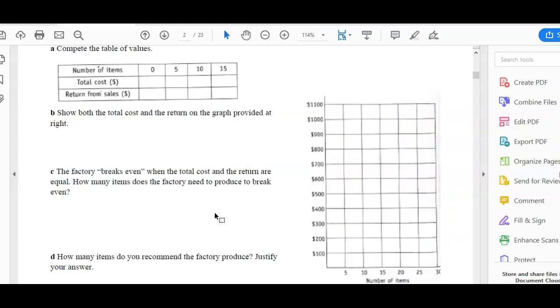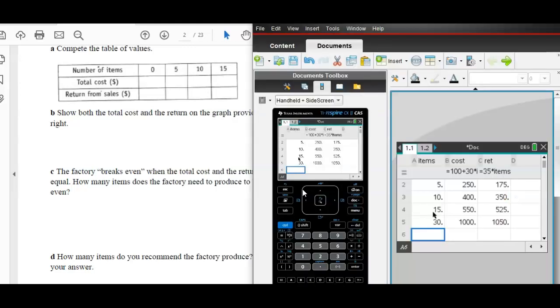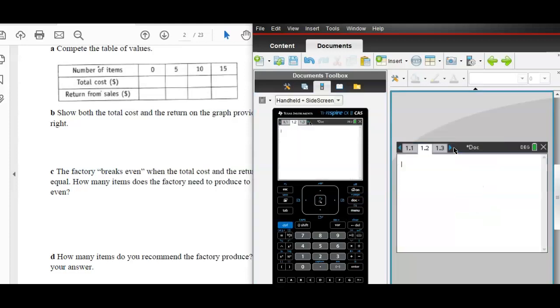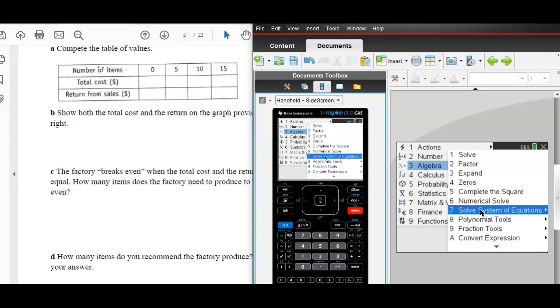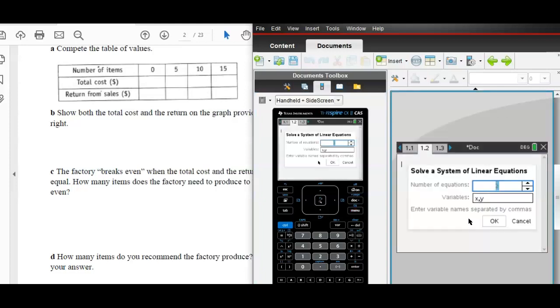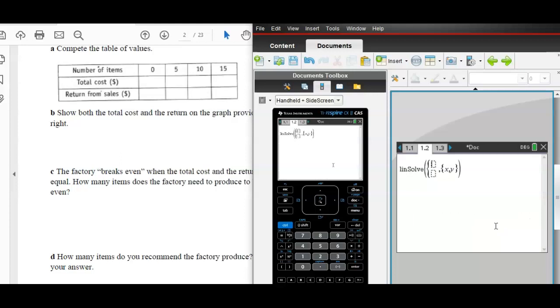The factory breaks even when the total cost and the return are equal. How many items does the factory need to produce to break even? So if I go back to my calculator and add a page, add a calculator, because basically we've got two equations and you can solve using simultaneous equations. Now I know you guys are huge fans of solve system of equations, so I'm going to do it that way. We'll leave them as x and y, just because it's a little bit easier.